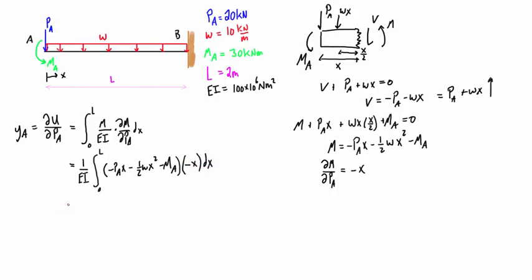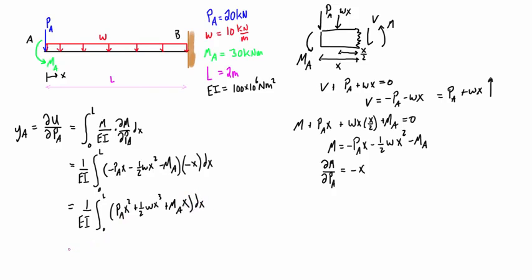Let's not forget that. Okay, so we can distribute this in, so we get 1 over EI as the integral from 0 to L. This becomes negative Pax, actually, sorry, we're distributing a negative sign in there, so that negative is going to drop out. So this is Pax squared. Again, this negative distributes in, so this is plus 1/2 Wx cubed plus Max. All right, that's all dx.